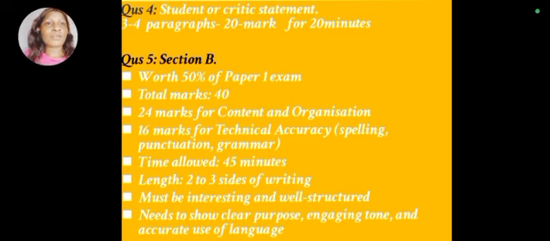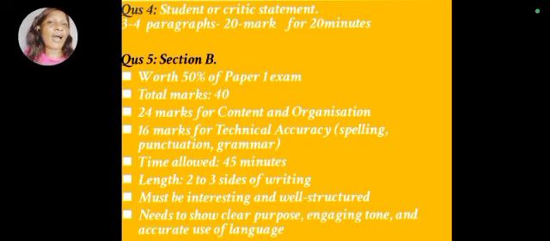Now, this is 50% of the whole Paper 1 exam. You are expected to spend 45 minutes, guys, for this section, and it's a total of 40 marks. This is broken down to 24 marks for content and organization, and 16 marks for technical accuracy, which is spelling, punctuation, and grammar.